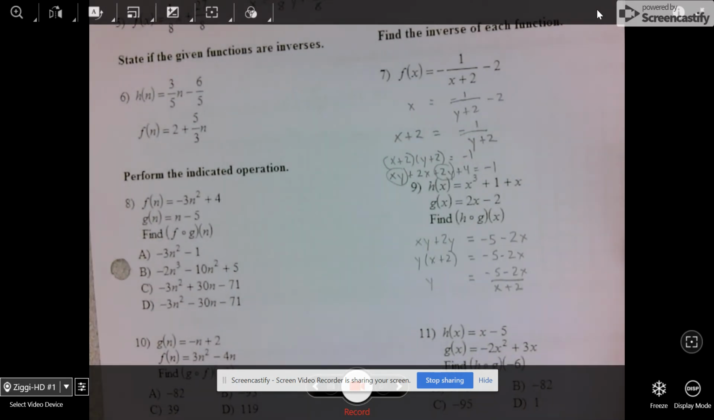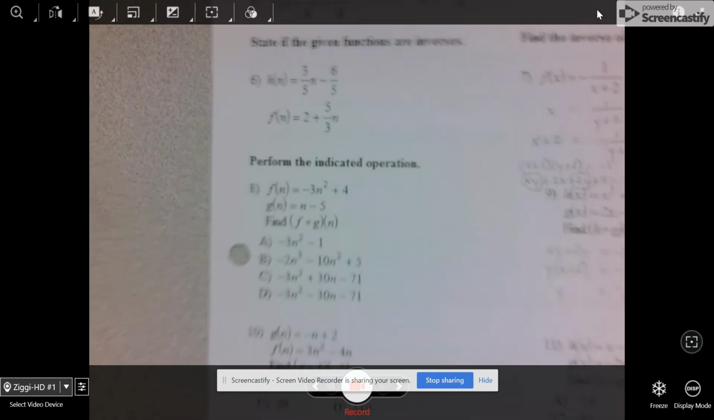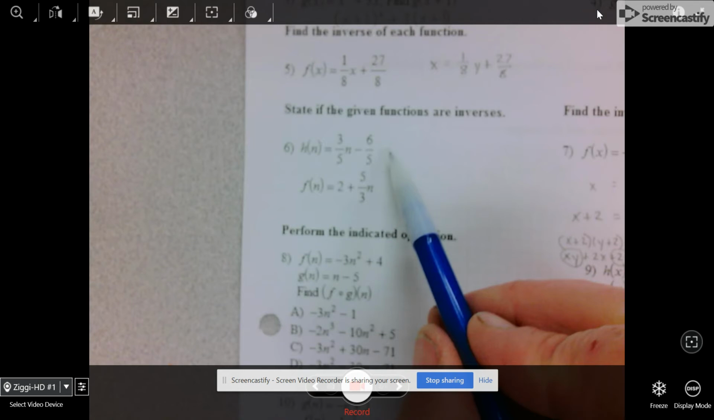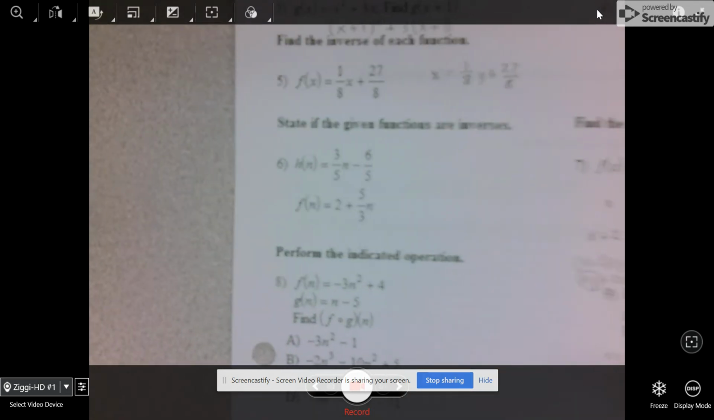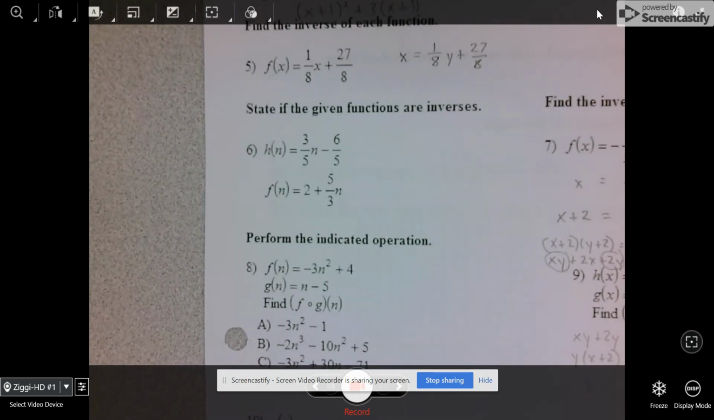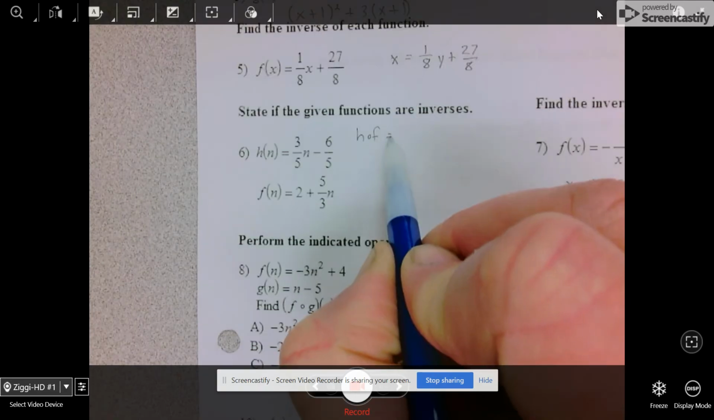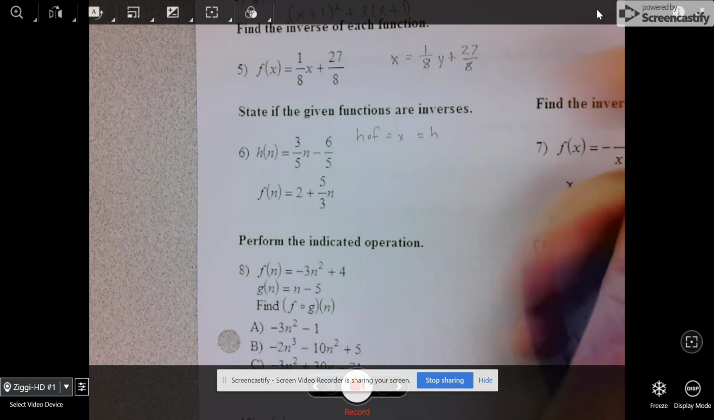Over here it says state if the given functions are inverses. There's a couple ways to do this. One way would be to graph and see if they reflect. It's not always reliable because you can't tell by just looking at it. The other way, if they're inverses, h of f should equal x, and it should equal f of h. Both of them, when you substitute one in for the other.